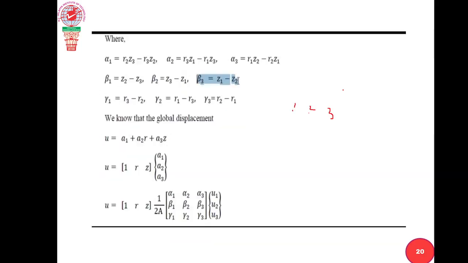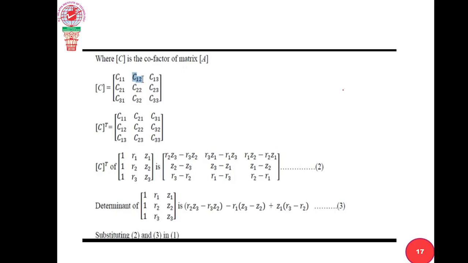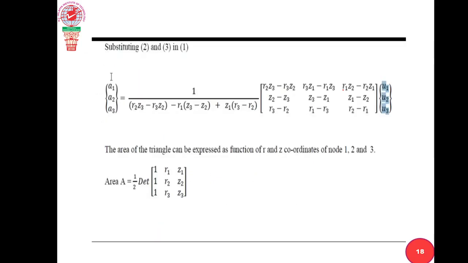Okay, this is over. Then you write area of the triangle. Area of the triangle, A is equal to 1 by 2 determinant of J. 1 by 2 determinant of J.